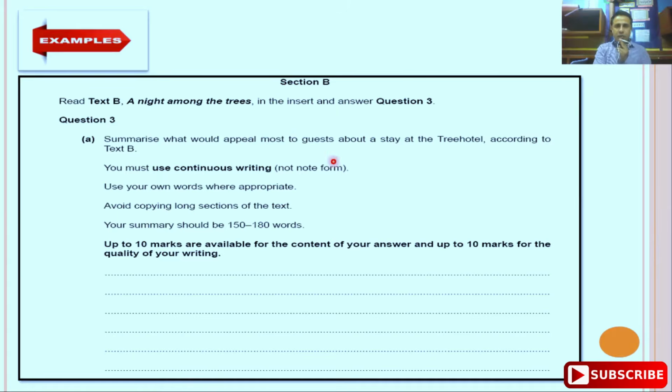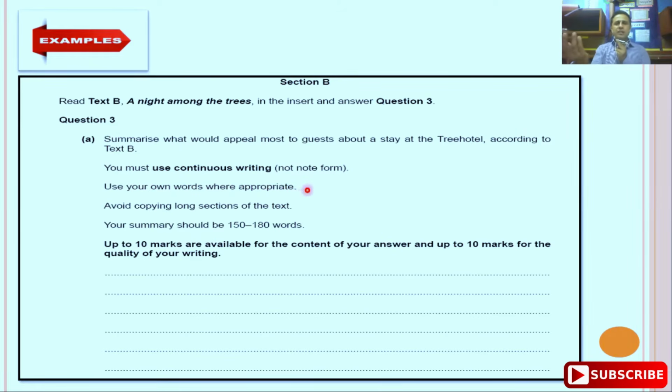You can see the summary writing question that has been taken from the specimen paper. Read text B, "A Night Among the Trees", in the insert, and answer question number 3. Question number 3 is again summary writing: summarize what would appeal most to guests about a stay at the Tree Hotel according to text B. And you must use continuous writing, not note form.